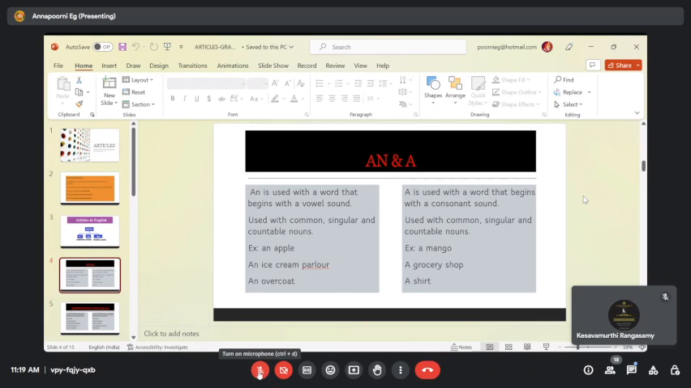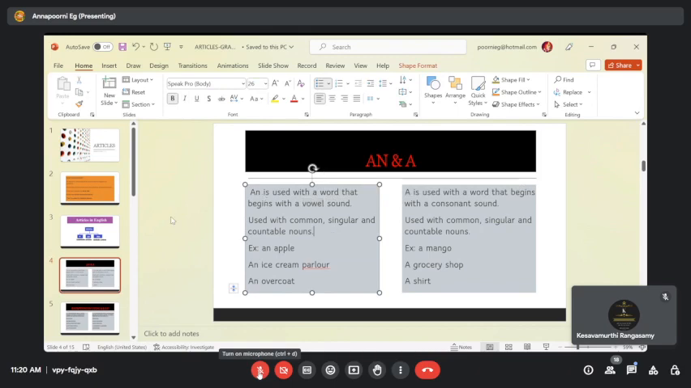Similarly, a is used with a word that begins with a consonant sound. So what are consonants, Aradhana? Prema, can you tell what are consonants? B, C, D, F, G, H, J, K, L, M, N, P, Q, R, S, T, V, W, X, Y, Z. Exactly. There are 26 alphabets in English, and if we take away the 5 vowels out of 26, then 26 minus 5 is 21. So there are 21 consonants. So an is used with a word that begins with a vowel sound, and a is used with a word that begins with a consonant sound.